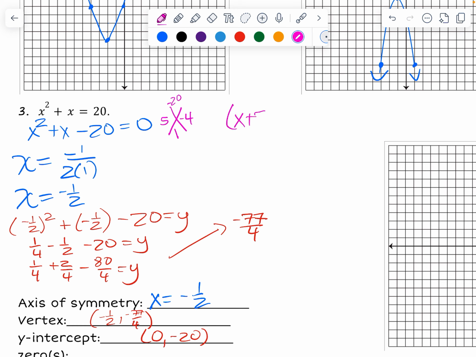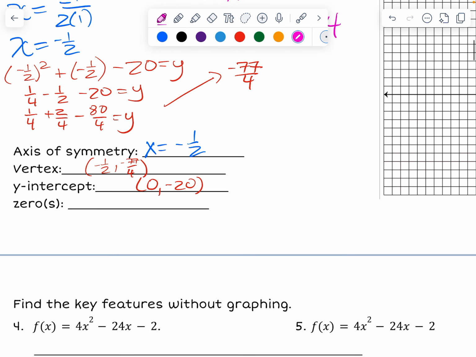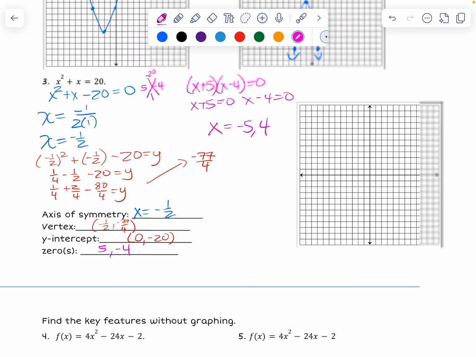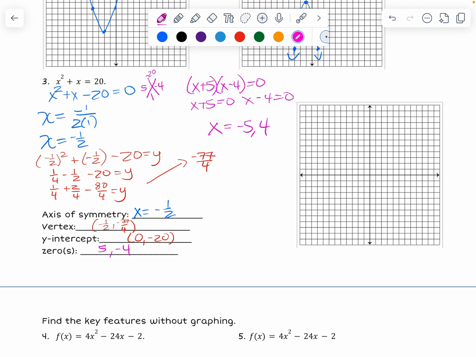So x plus 5, x minus 4 equals 0. X plus 5 equals 0. X minus 4 equals 0. So x equals -5 and +4. Oh, I do have to graph it. It's over on the other side.